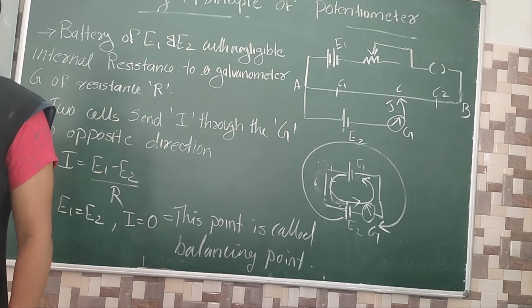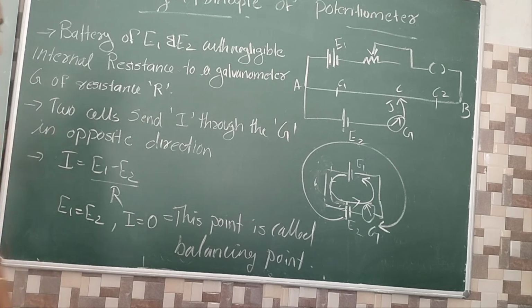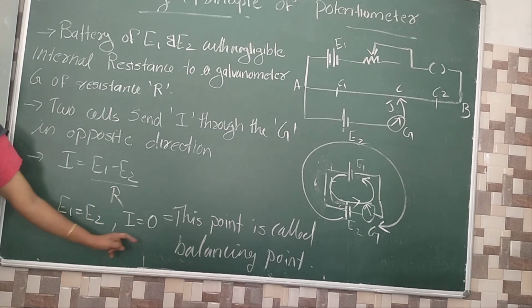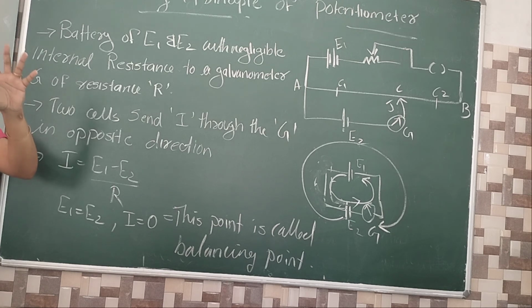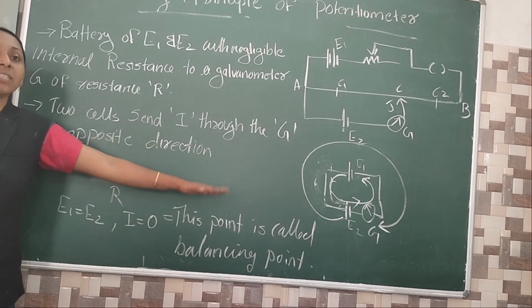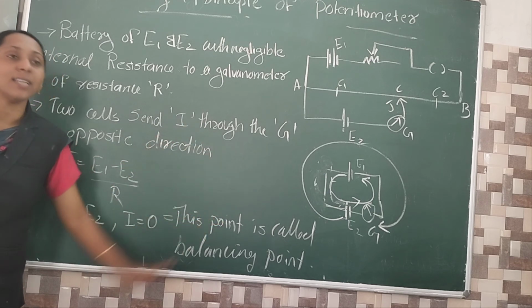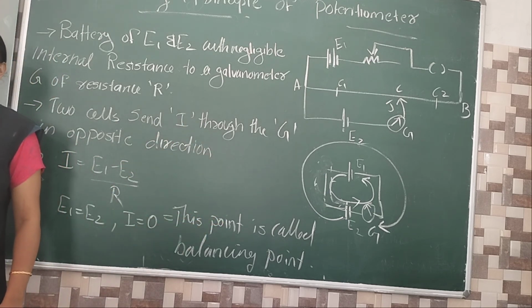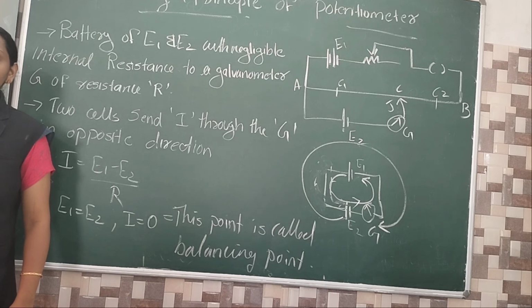So what is the total effect? 0. No deflection. So I am writing I equals E1 minus E2 divided by R. Maybe this E1 and E2 are the same, then the current is also 0. Right? If E1 and E2 are the same, it will balance. Maybe one is more and one is less, then you get the subtracted answer. So even with the same EMF, current comes to 0. At that time galvanometer deflection is 0. That point is called the balancing point of the potentiometer. Clear everyone? Understood?